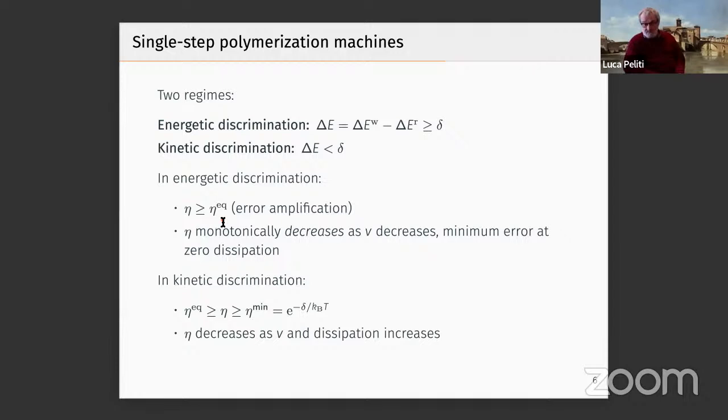On the other hand, in kinetic discrimination, you can have an error rate that is smaller than the equilibrium error rate, but it cannot be smaller than this quantity, that is the Boltzmann factor of the difference in energy of the barriers. But in this case, the error rate decreases as the incorporation velocity increases, and it eventually reaches this bound.